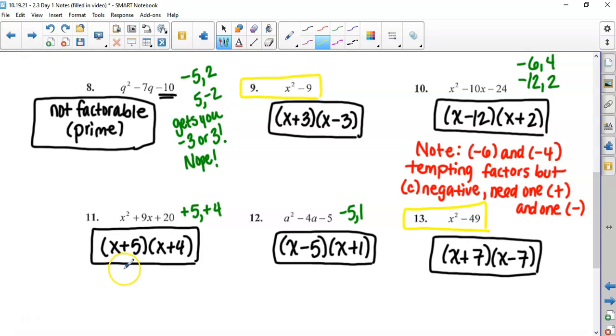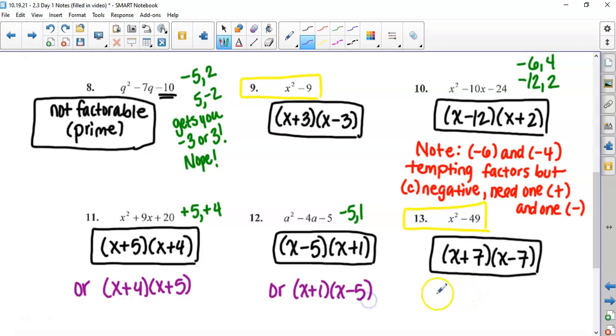11, factors to be x plus 5 times x plus 4. 12, x minus 5 times x plus 1. And then one more difference of squares example. The one piece I do want to talk about, order does not matter. So if you wrote this one as x plus 4 times x plus 5, that's completely fine. This one could be x plus 1 times x minus 5. 100% correct. And this one you could write x minus 7 times x plus 7.